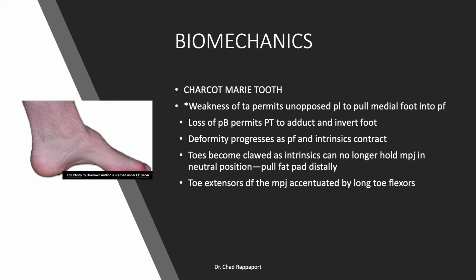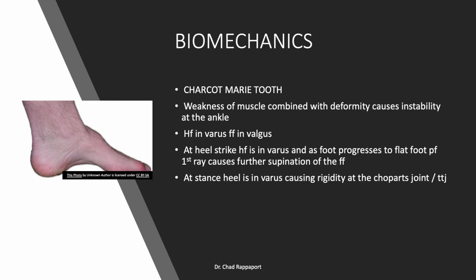The toes become clawed as the intrinsics can no longer hold the metatarsophalangeal joints in a neutral position, and this ultimately pulls the fat pad distally. The toe extensors dorsiflex the metatarsophalangeal joint, which is accentuated by the long toe flexors. The weakness of the muscle combined with deformity ultimately causes instability at the ankle.